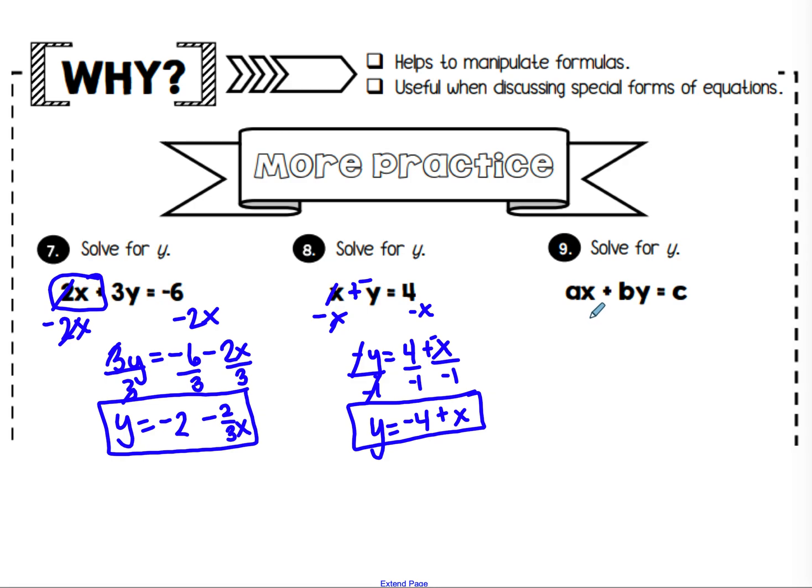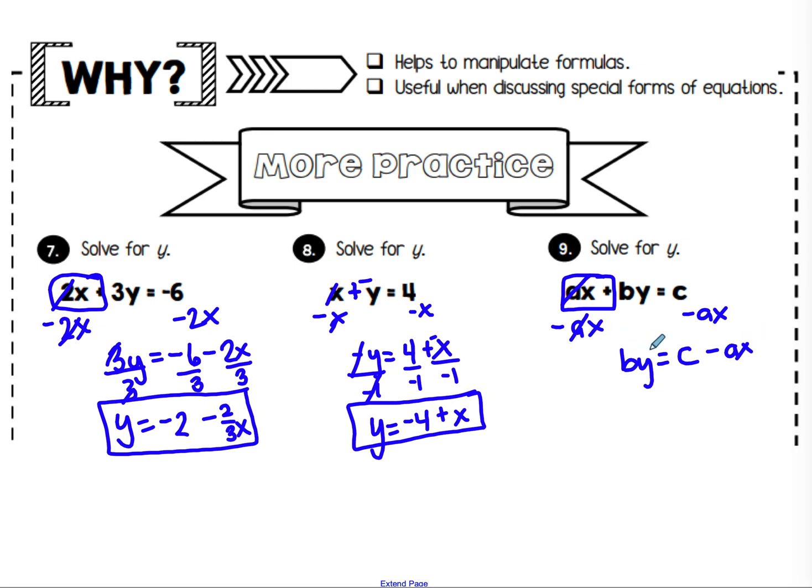And then our last one, a times x plus b times y equals c. That's a standard form equation formula. We're going to solve it for y. So we've got to get rid of this ax part. That's like a number, a times x. It's addition. We've got to get rid of it by subtracting. So we're going to subtract ax on both sides. So I have by equals c minus ax.